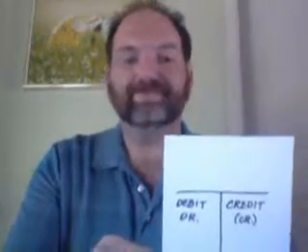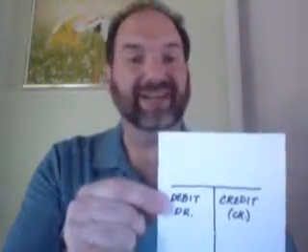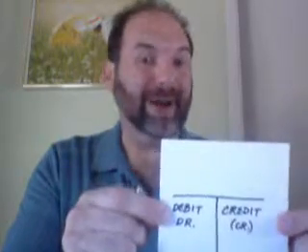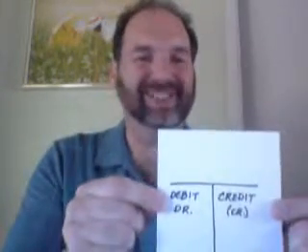I've been asked to answer the question, what is the difference between a debit and a credit? The simple answer is, in terms of T accounts, the debit is on the left-hand column and the credits are on the right. That's pretty much it, debits and credits.